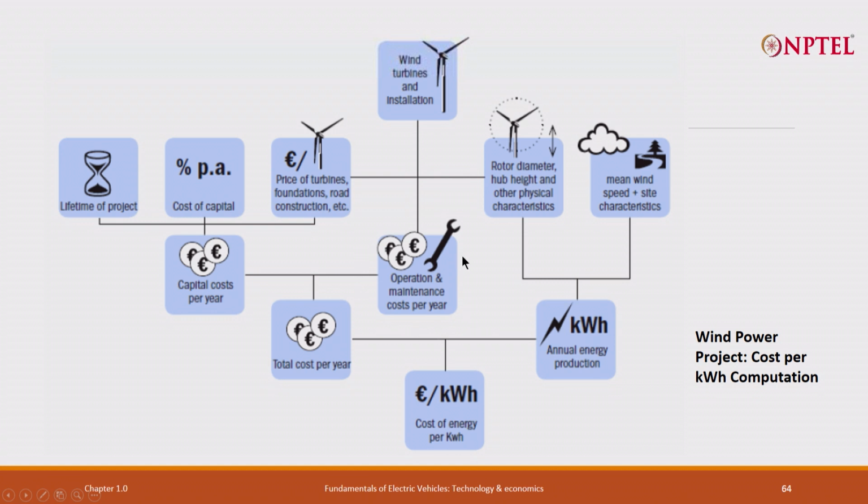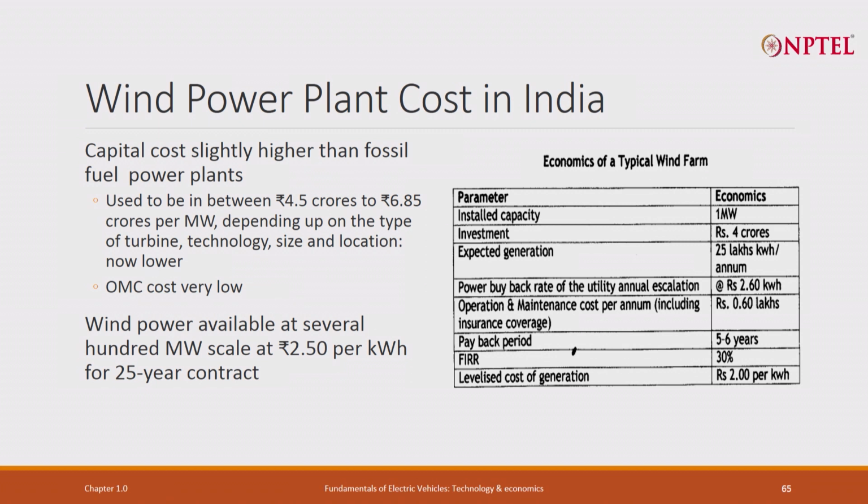Then this is the operation and maintenance cost per year. This together will give you a total cost, and then this total will give you how much energy you can produce, and then you can calculate energy per kilowatt hour. This is exactly what I expect you to be able to do. This is a typical number, used to be between 4.5 to 6.85 crores per megawatt. It has actually gone down. This is the number that used to be there, and that would have given you around 2 rupees 50 paise. Today the cost is less than 2 rupees 50 paise per kilowatt hour.